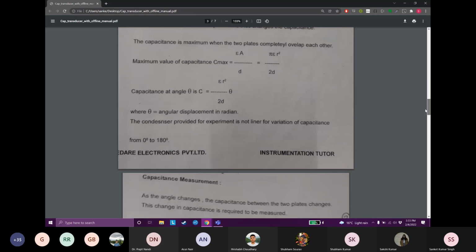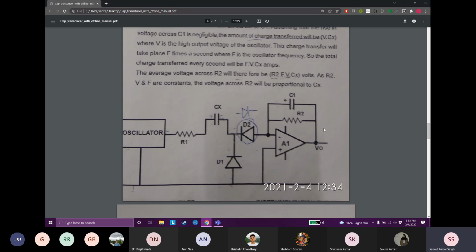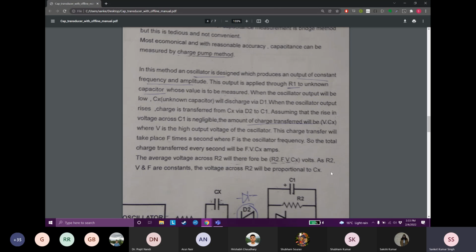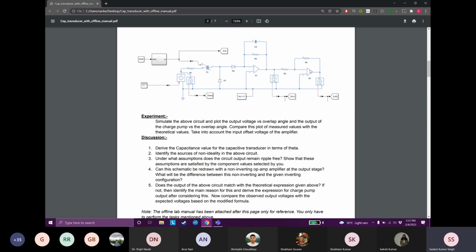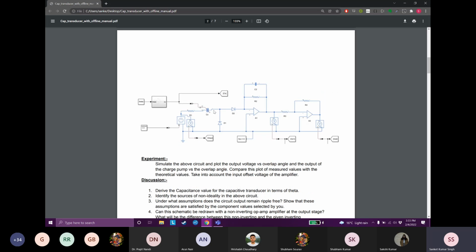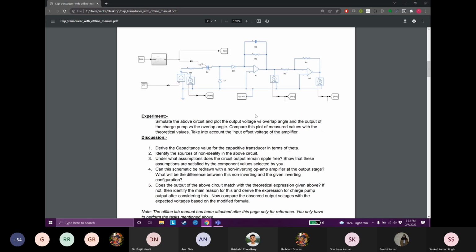This paragraph describes it, although there are some errors here, so you'll have to find that out. The errors are kind of obvious, and then you'll be able to derive. One of the questions is to derive the output voltage. When you derive that, you'll get to know why we are using this D1 and D2 and everything. Any questions on this?